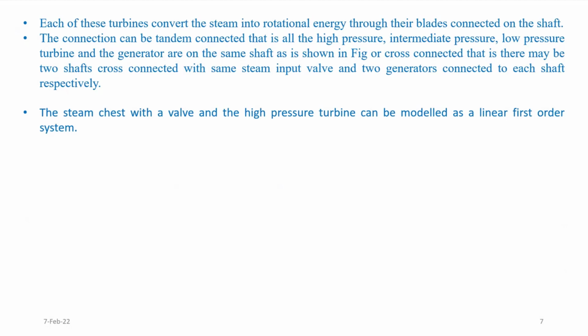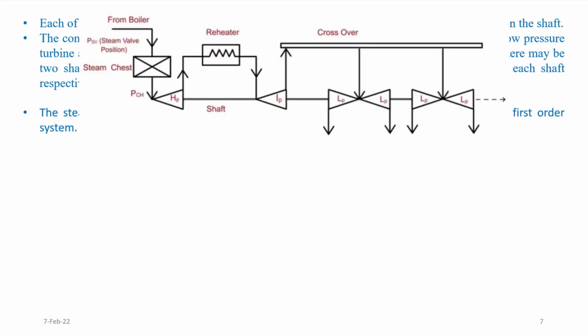So the steam chest with a valve and high pressure turbine can be modeled as a linear fast flow system. So we can see this is the figure, right? This is your steam chest, and here the input is the steam valve position. So according to the steam valve position, the steam is being entered right here to the high pressure turbine, right?